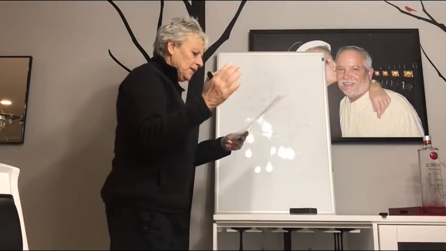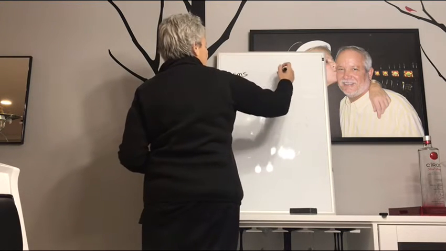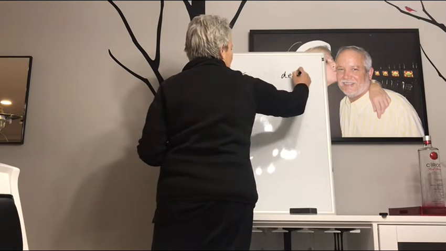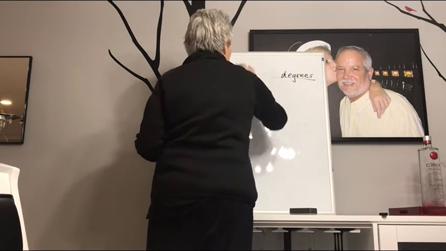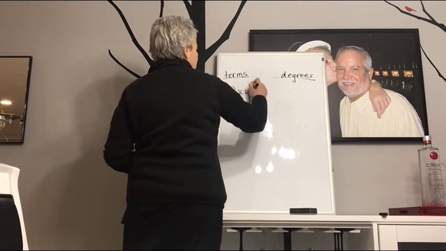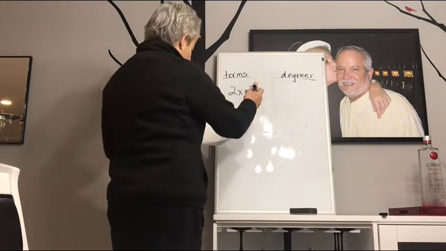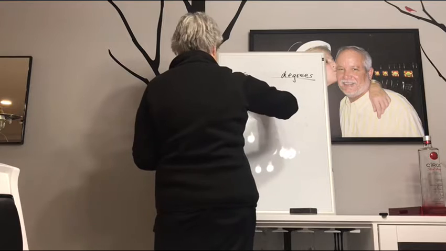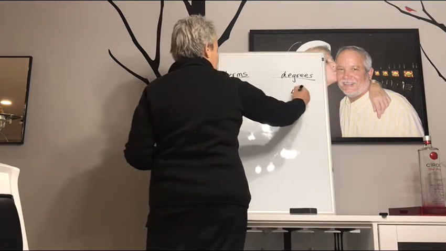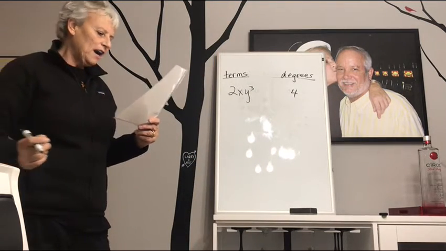Okay, so there are 2 ways to classify polynomials: according to how many terms it has and how many degrees it has. Let's go over saying it in terms. If you have one term, it's a monomial. And the degree is, in this case, 4. A degree of 4.